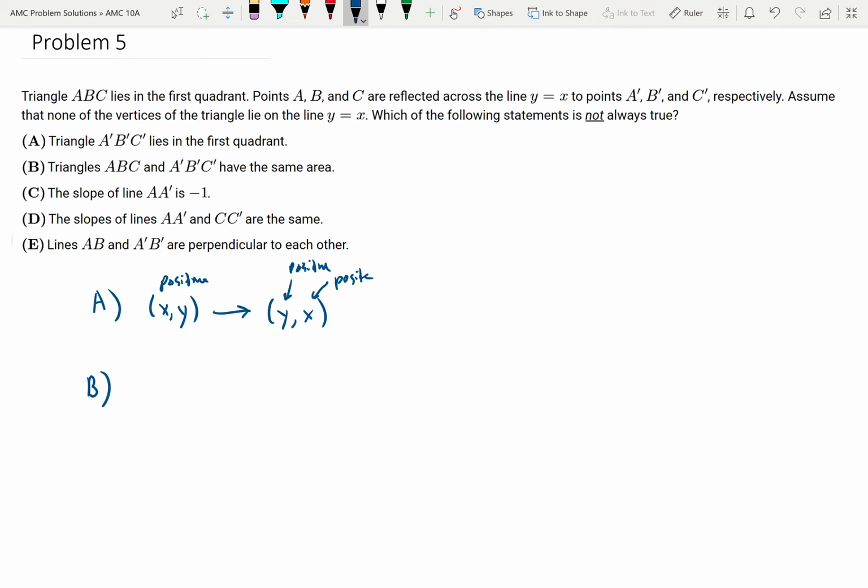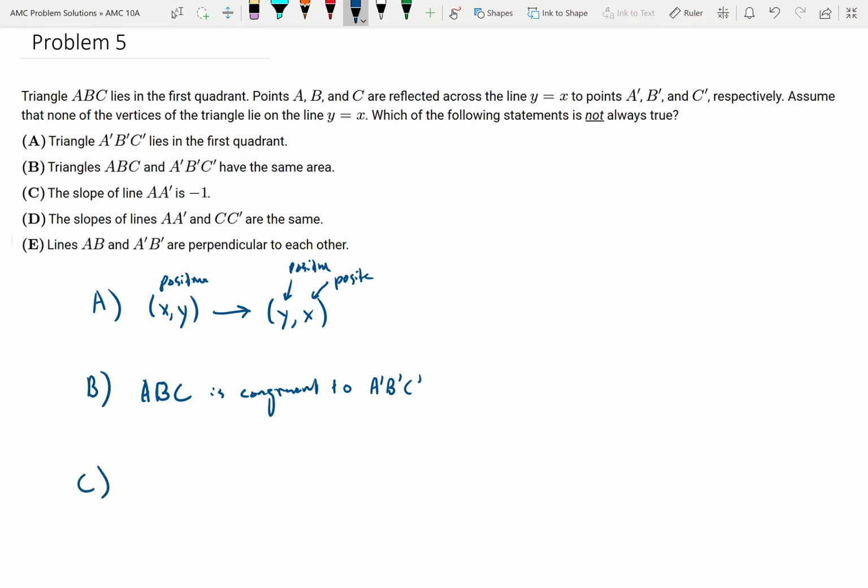B: Triangles ABC and A prime, B prime, C prime have the same area. Well, when I reflect triangle ABC across the line y equals x, I'm not changing it. In fact, those two triangles are going to be congruent. So triangle ABC is congruent to A prime, B prime, C prime. Therefore, they have the same area. I'm not changing the triangle at all. So that's always true.